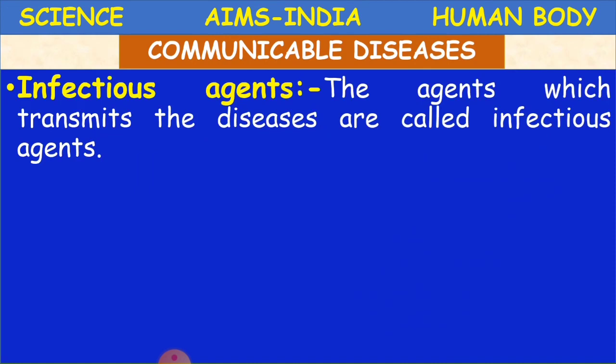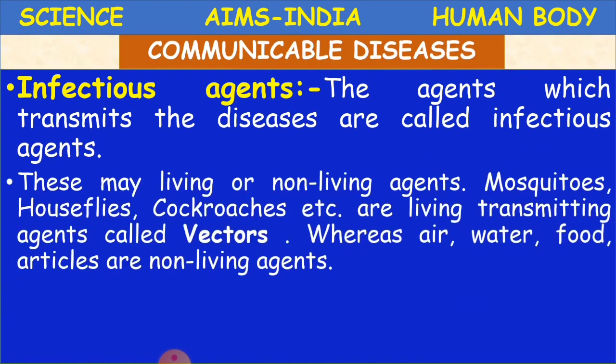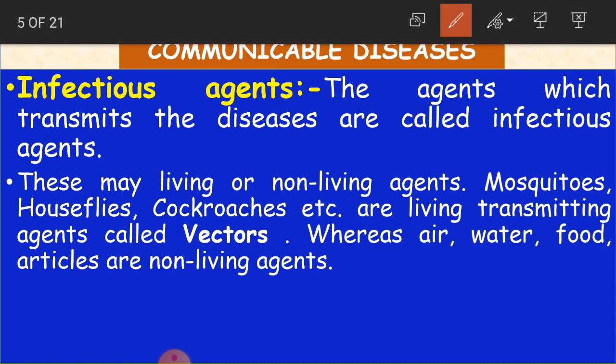Now about infectious agents. The agents which transmit the diseases are called infectious agents. These may be living or non-living agents. Mosquitoes, houseflies, cockroaches, etc. are living organisms, and because they are living, they are called vectors, that is, living transmitting agents.